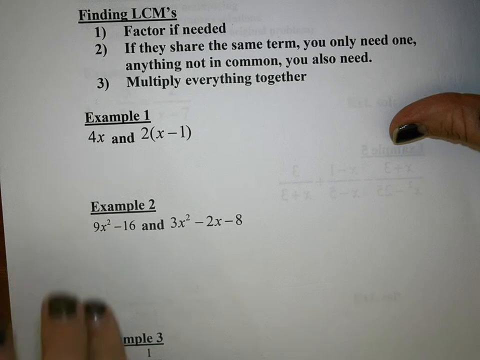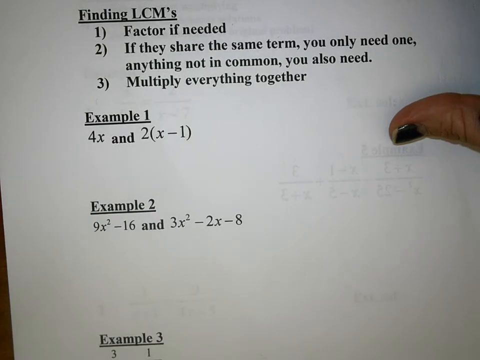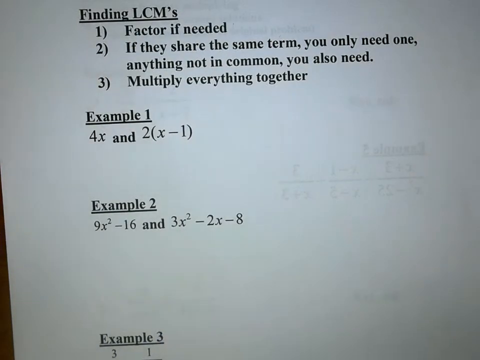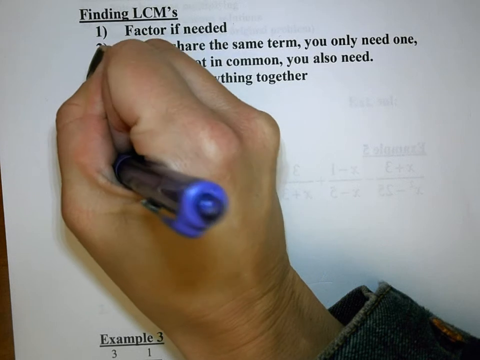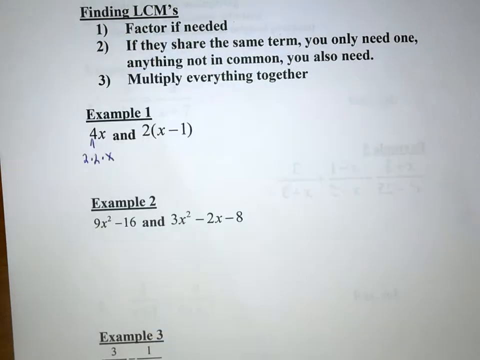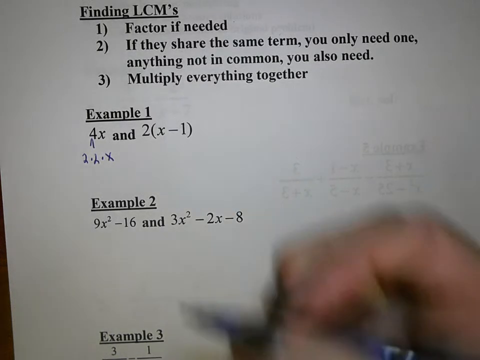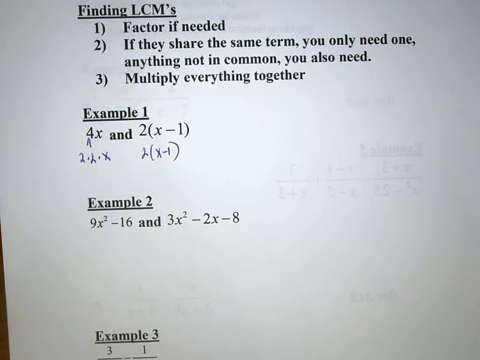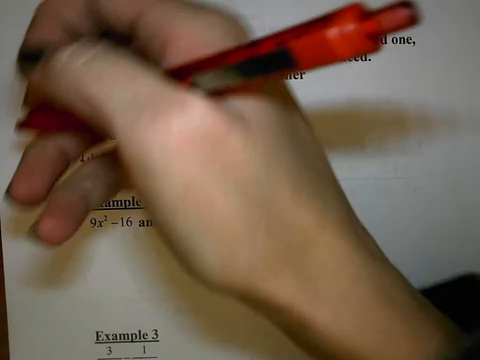We're just going to figure out, if these were the denominators, what would the common denominator be? Okay? So for 4x, if you were to break that apart, that would actually be 2 times 2 times x. Is everybody okay with that? I would write that down. And then this is 2 times x minus 1. So do they have anything that they share in common? 2. They each have a 2.